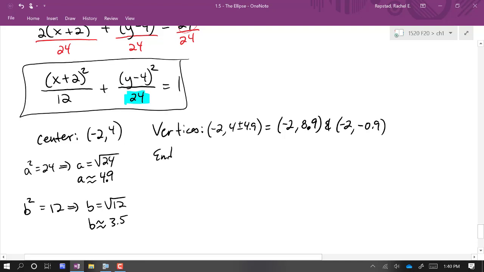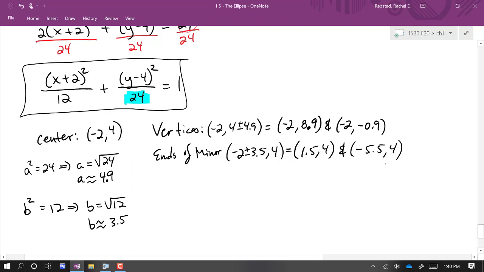Ends of the minor axis is, let's see, we're going to make adjustments to the x coordinates. So negative 2 plus or minus 3.5, comma 4. So the ends of the minor axis will both be at a y-coordinate of 4. And let's see, we get -2 plus 3.5, that's 1.5, 4, and -5.5, 4.